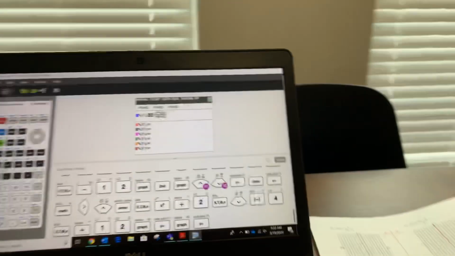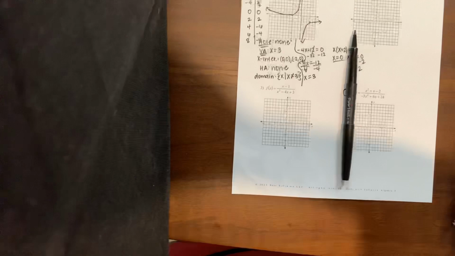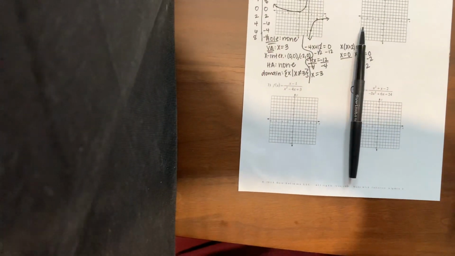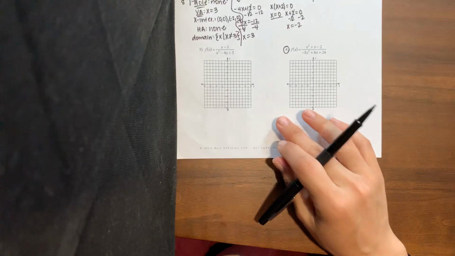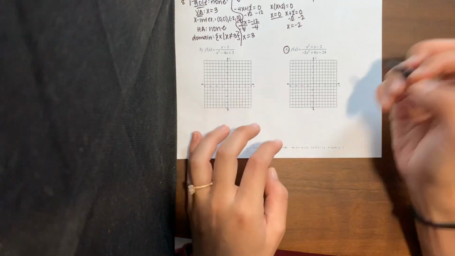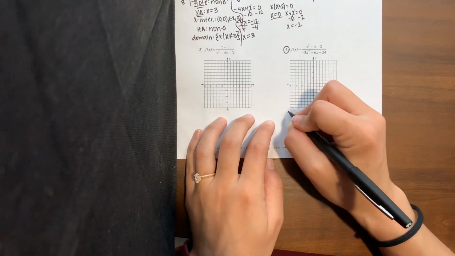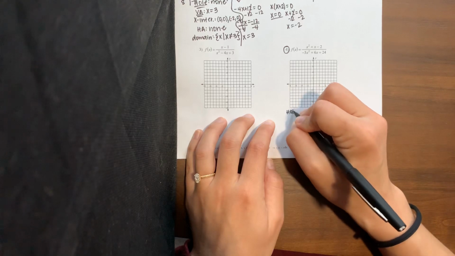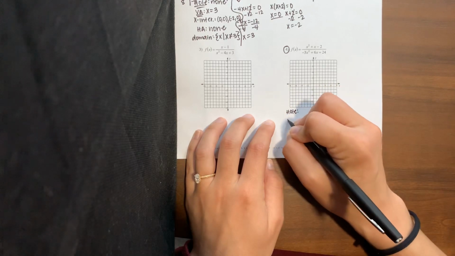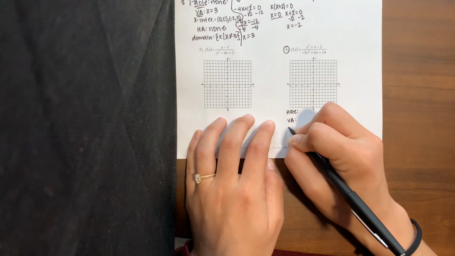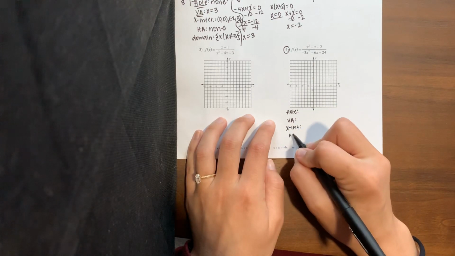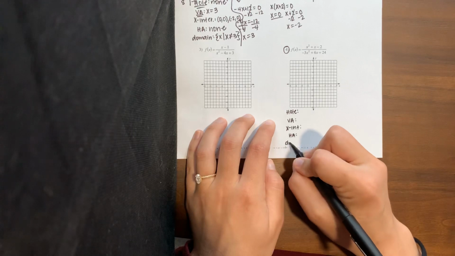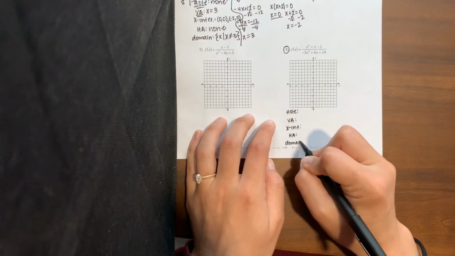Okay. Let's look at another example up here. Let's look at number 4 together to make sure that we know what's going on. Again, writing down all of the attributes that I'm looking for. So I'm looking for a hole, the vertical asymptotes, x-intercepts, horizontal asymptotes, and the domain.